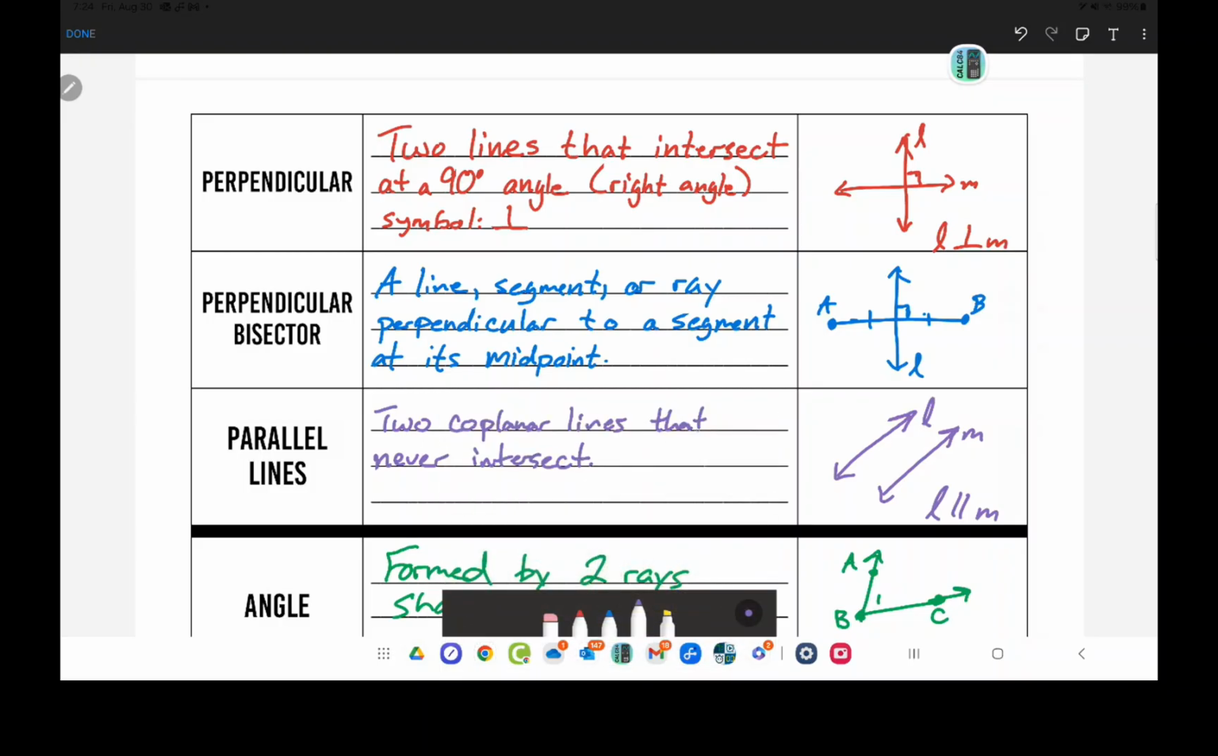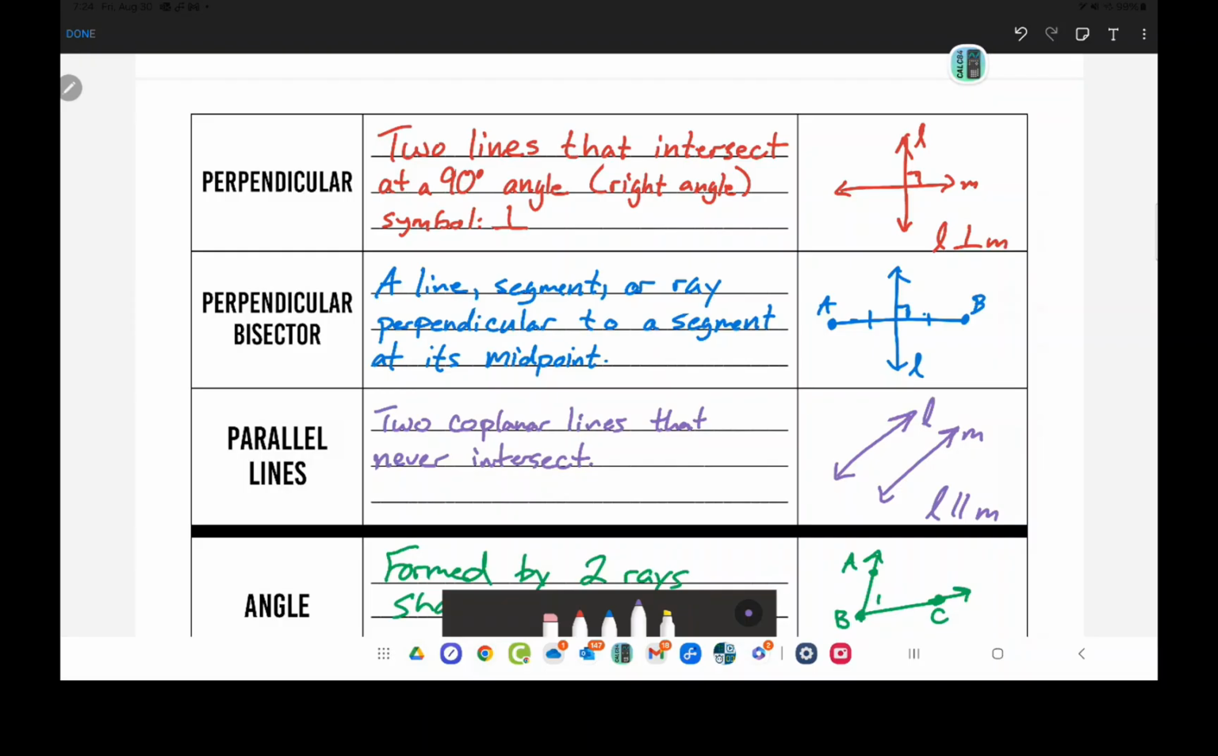Parallel lines, two coplanar lines that never intersect. Now, it has to be coplanar because this is not mentioned in our notes, but in other geometry books I've seen this. If you have non-coplanar lines, they're called skew. Non-coplanar lines, if they're not on the same plane, will they ever intersect? No, they would never intersect. They're not on the same plane. So parallel lines specifically have to be on the same plane to be parallel. That's not going to be much of an issue for us. I'm just kind of being picky about this.